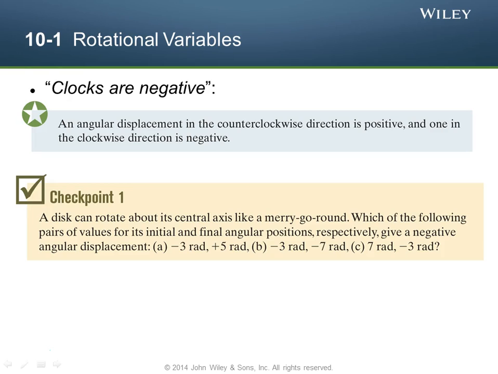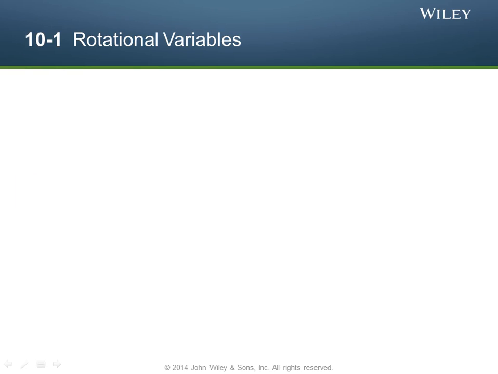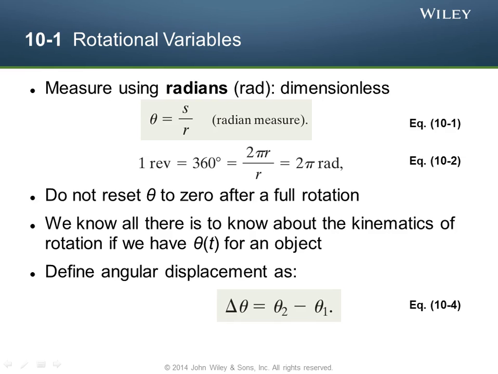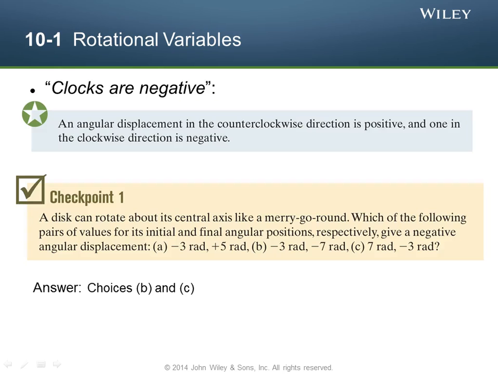So if we have an initial value of -3 radians, and then we go to a positive 5 radians, is that a positive displacement or negative displacement? And we see that only B and C are negative displacements, going from -3 to -7 and 7 to -3. Those are displacing in the negative direction.